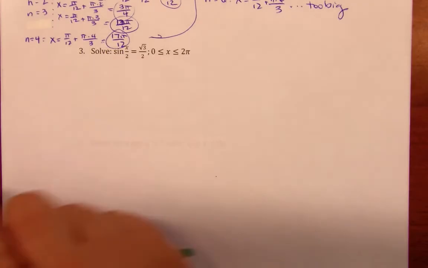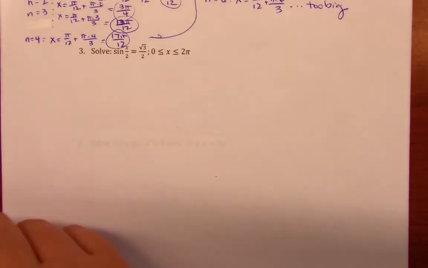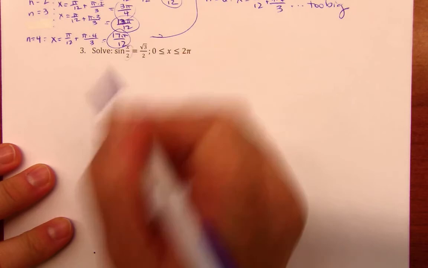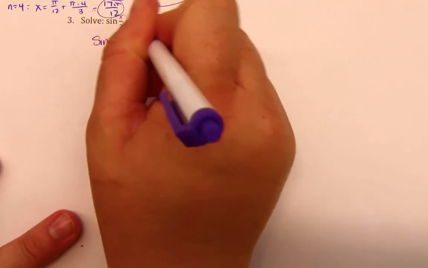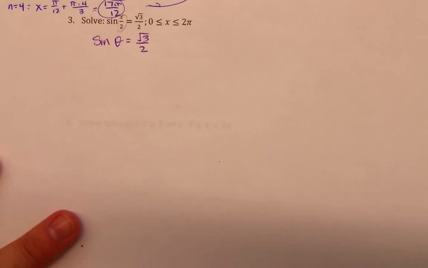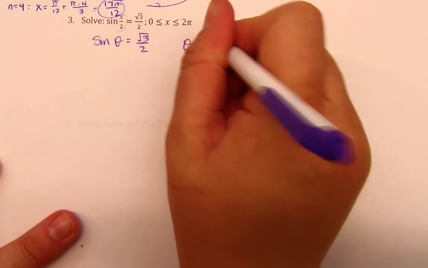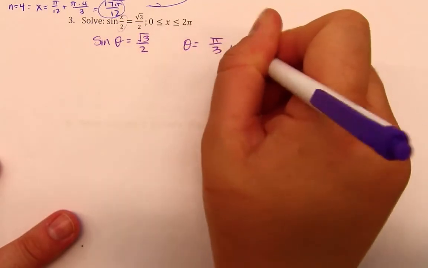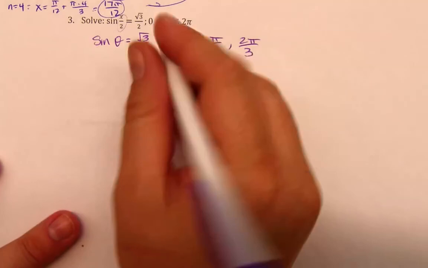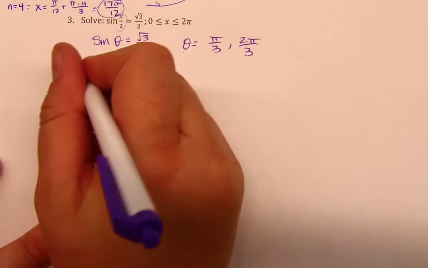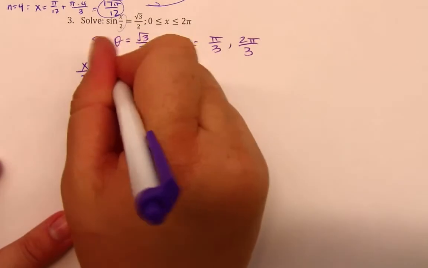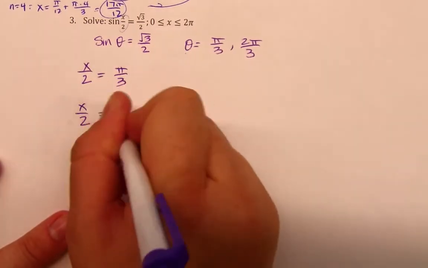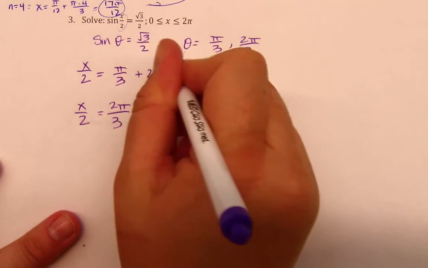And we have sine x over 2 equals root 3 over 2. And again, because we have this coefficient here on the x, we're going to have to do the same thing that we just did here. So I'm going to rewrite this as sine theta equals root 3 over 2, and that happens where theta equals pi over 3 and 2 pi over 3. And so we're not actually working with theta though. We're working with x over 2. So that happens at pi over 3 and 2 pi over 3 plus 2 pi n.